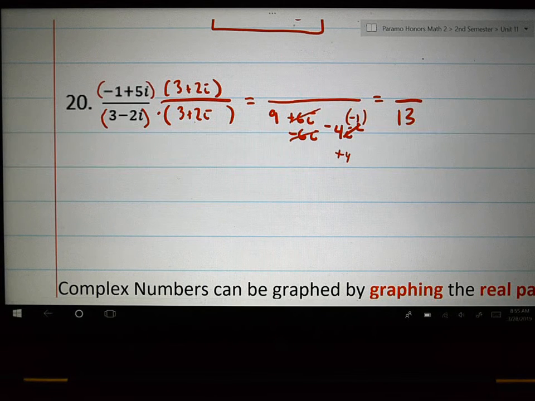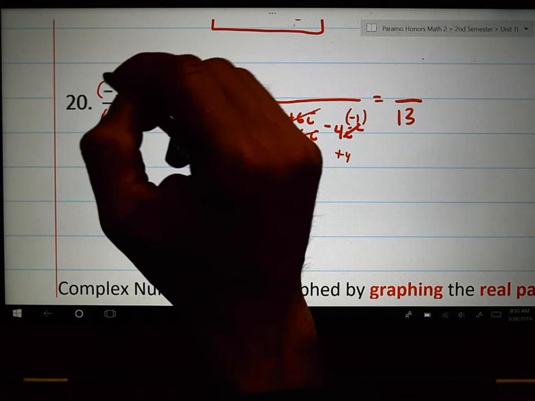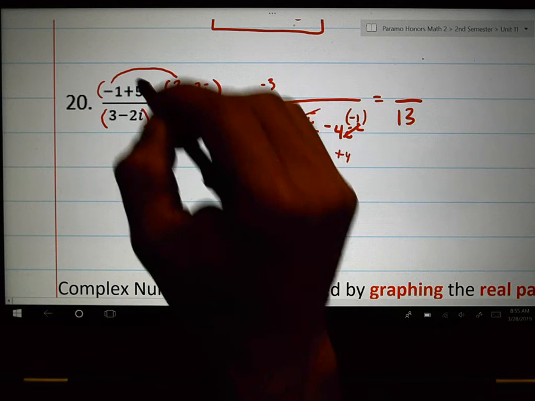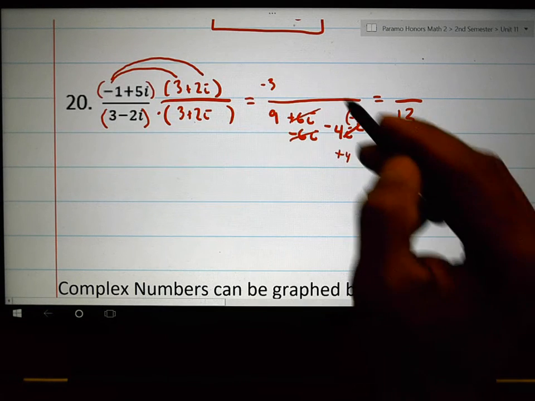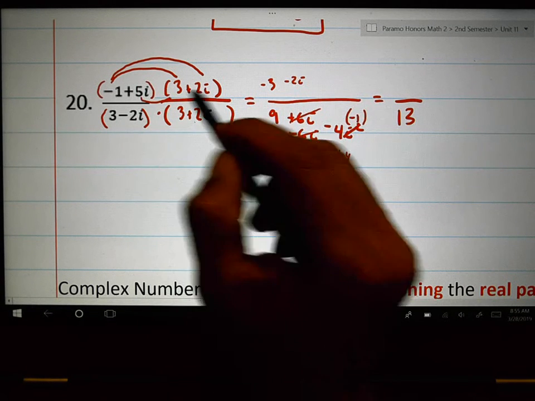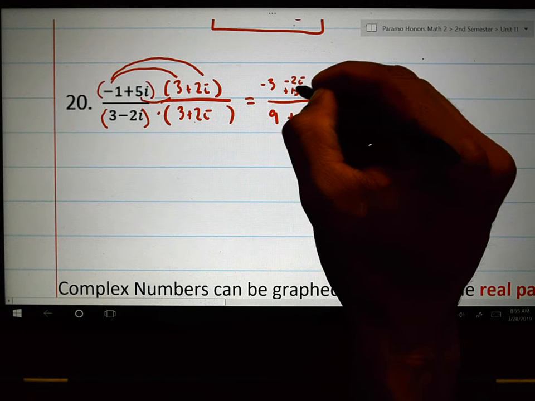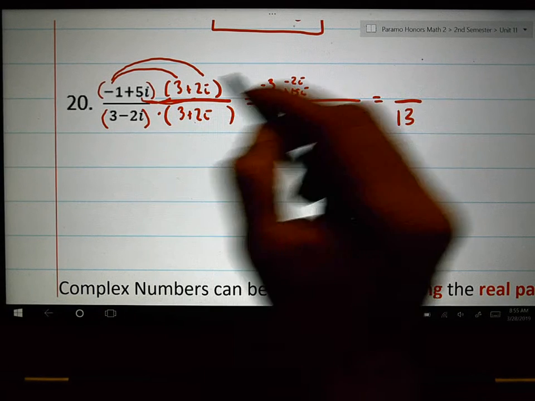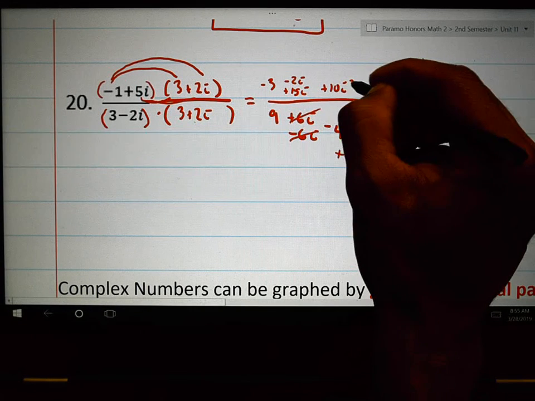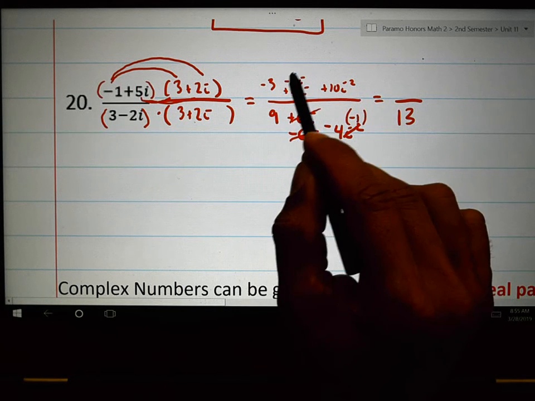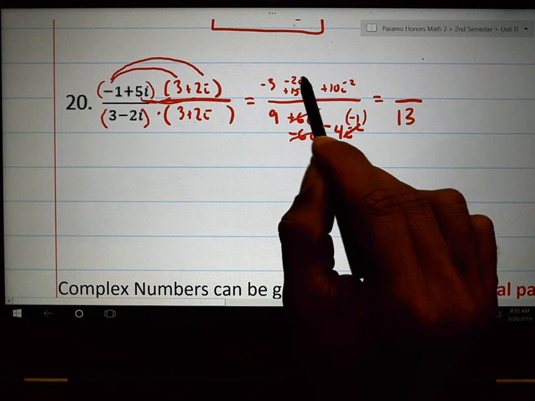But that's not what's going to happen for our numerator. Our numerator, on the other hand, let's work this out. First times first, negative 3. First times the outside, negative 2i. Inside times inside, plus 15i. Last times the last. 5 times 2 is 10. 10i squared. Let's do the imaginary component first. 15i minus 2i.